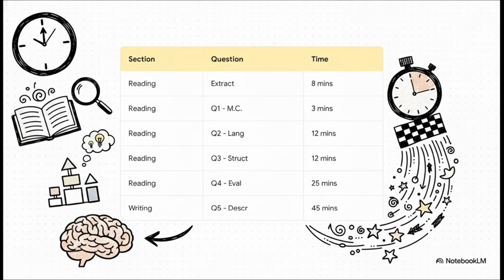The real secret here is exactly how we divide up that time. The source material takes this super intimidating clock and breaks it down into a highly realistic minute-by-minute game plan. Check it out. You spend 8 minutes just reading the extract. Then you've got strict allocations, 3 minutes, 12, 12, 25, and finally a massive 45 minutes for creative writing. Internalizing this breakdown is literally the best way to beat exam panic.